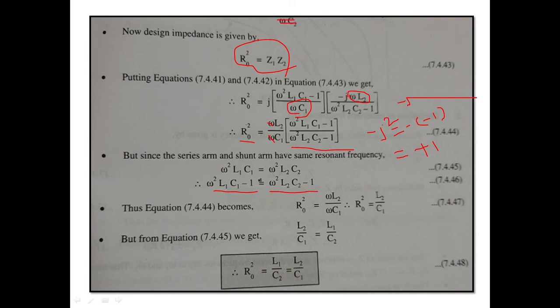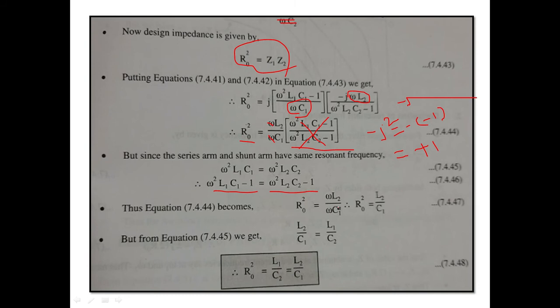Initially we saw the relationship L1C1 equal to L2C2. That's why ω²L1C1 − 1 is equal to ω²L2C2 − 1, so that this term is totally cancelled out. Once this term is cancelled, then what is the equation?